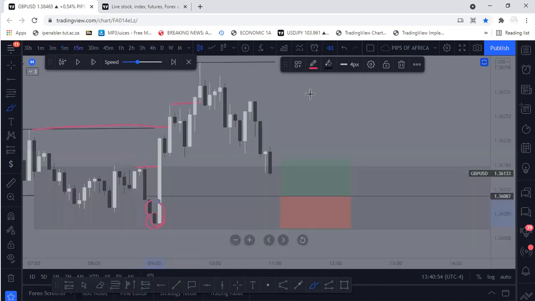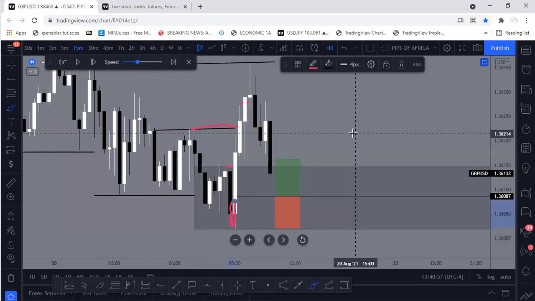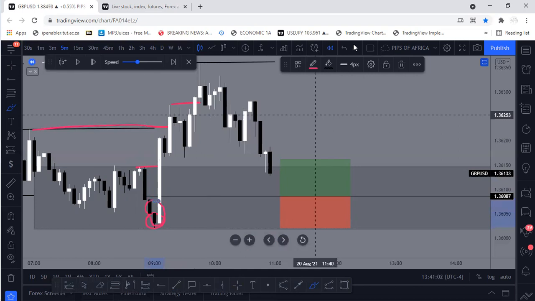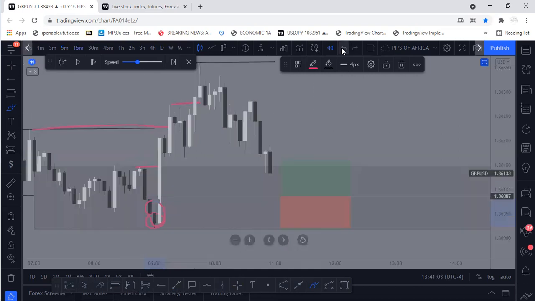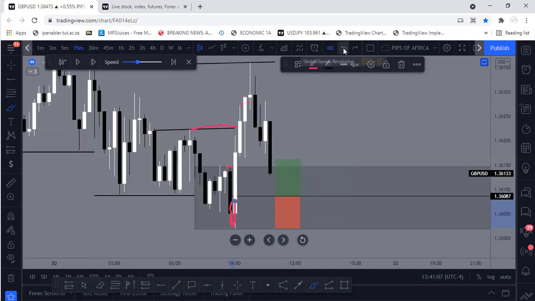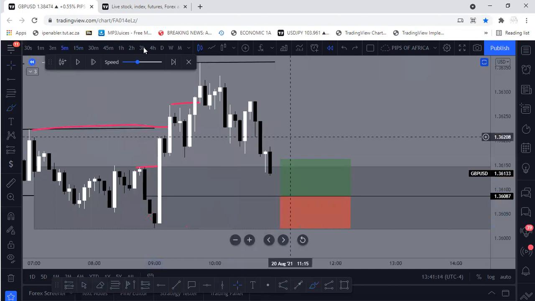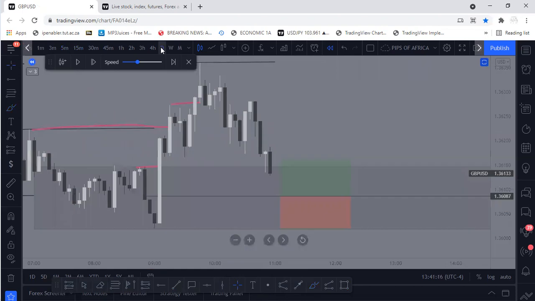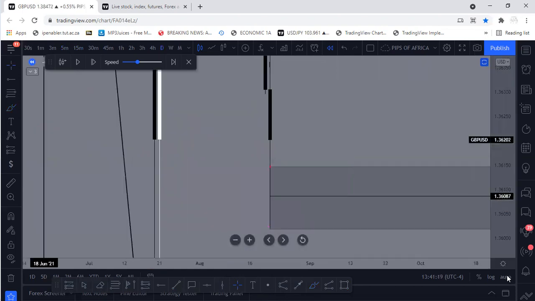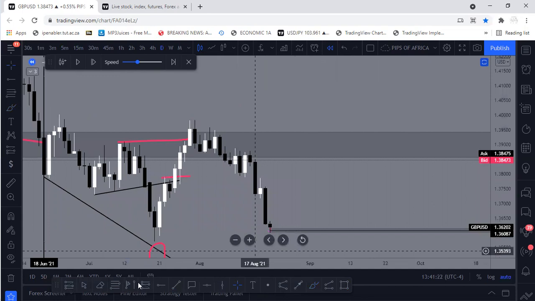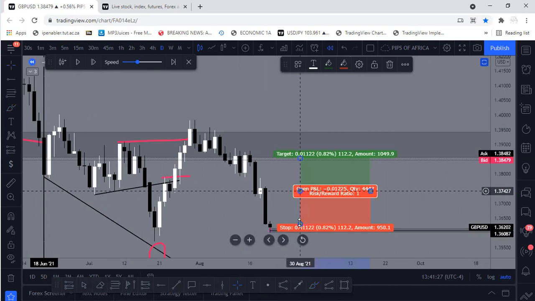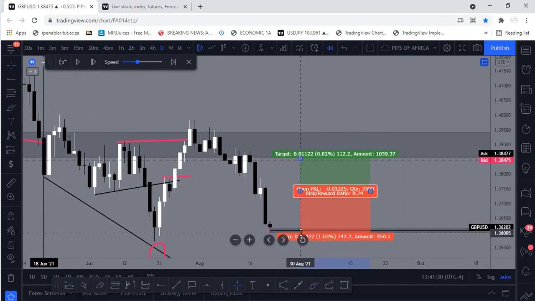Let's check the 15-minute. Okay. 5 minutes is okay. Now, this is what I want to see. Then let's wait and see. And then the TP is according to the daily time frame. This thing is not appearing here. So let's do it like this. Stop loss below this low.